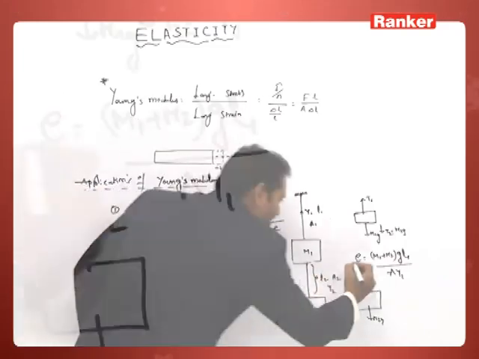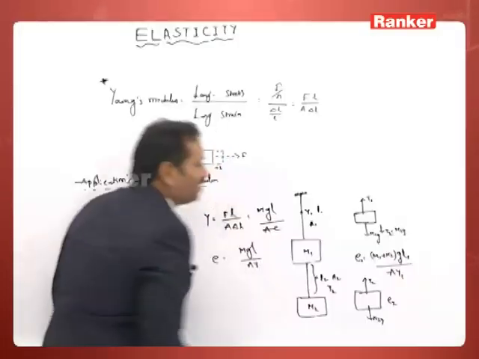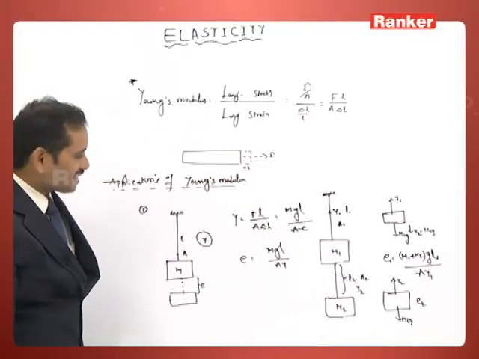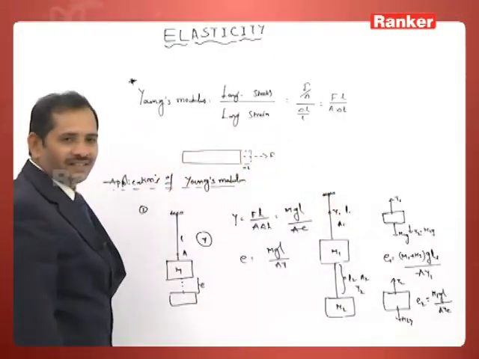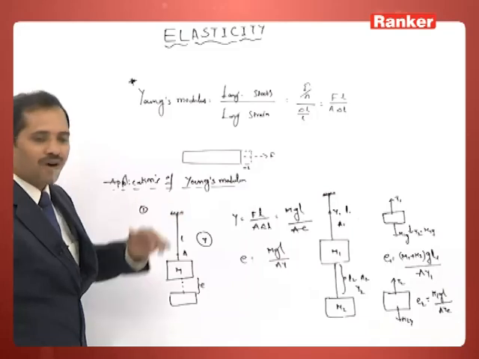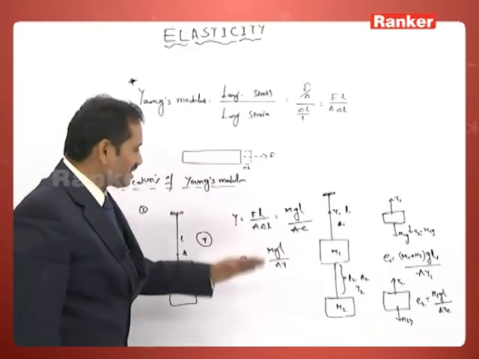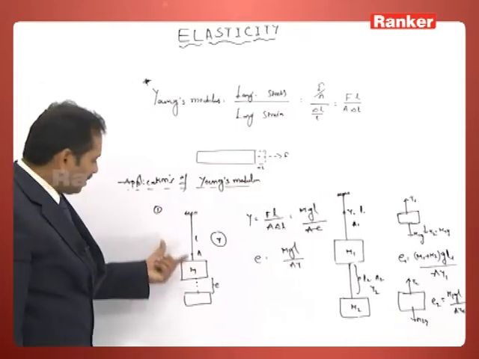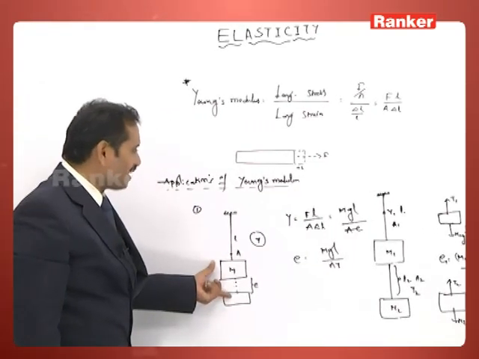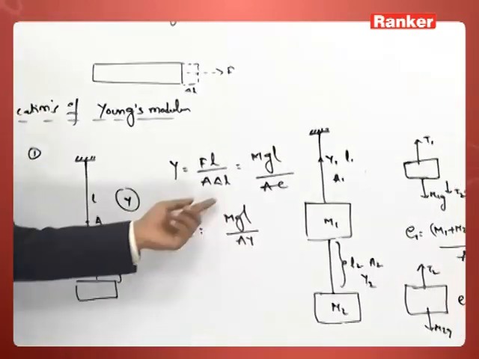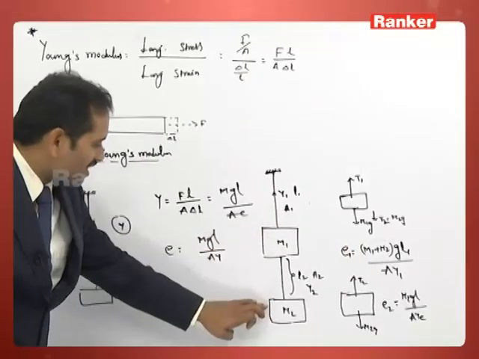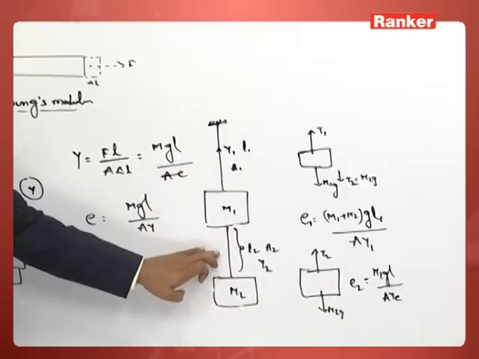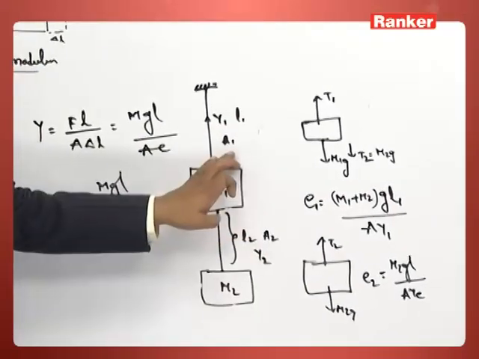Similarly, they can ask you like this, extension produced in the second wire. How to get this? Extension produced in the second wire is simple, tension in that wire, that is M2GL by AY2 is the extension produced in the wire. This is equilibrium conditions of two objects attached to the system. Right. Once again please. If the object is subjected to weight M, then extension produced in the wire is MGL by AY. Nothing is there, F is replaced by MG.